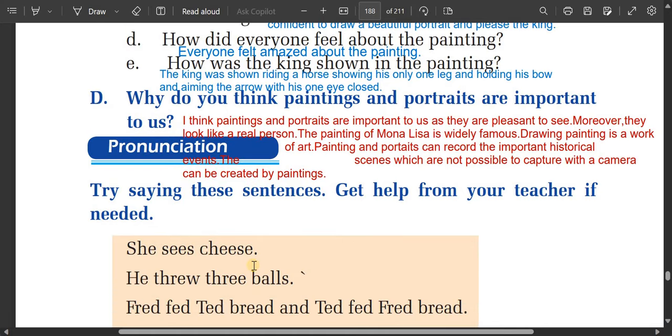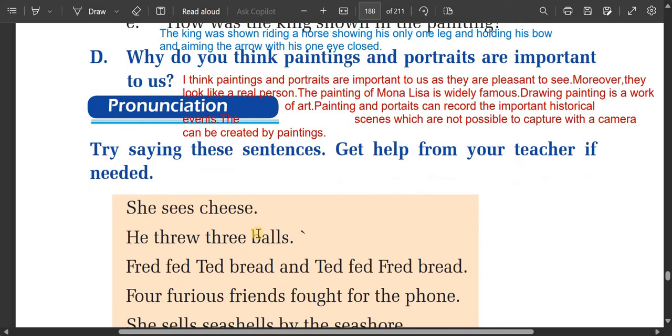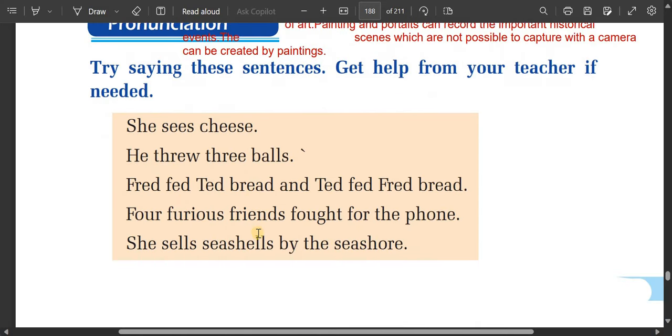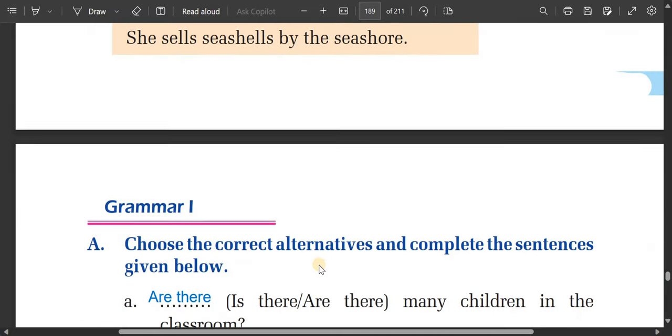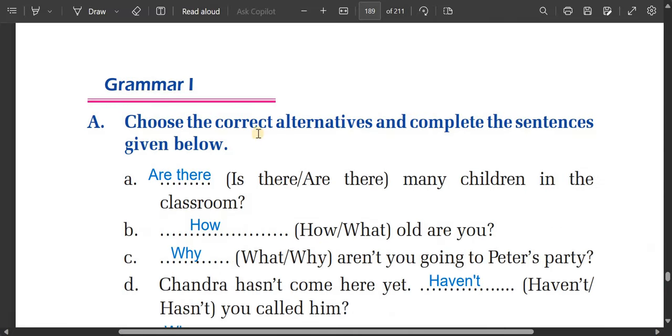Now try these sentences and get help from your teacher if needed. I'm sure you can read tongue twisters. Fred fed Ted bread and Ted fed Fred bread. For four years, friends fought for the phone. She sells seashells by the seashore. Tongue twister. Now, grammar. Choose the correct alternatives and complete the sentences given below.